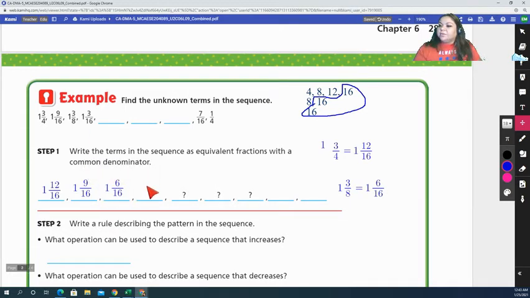Okay. Now, the next one already has a 16 as a denominator. So I'm just going to copy it as is. 1 and 3 sixteenths. Bring it up a little. Now, the next 3 are the ones that I need to find. So we have a question mark there. And then the other one is 7 sixteenths. So just copy that one because it already has 16 as a denominator.